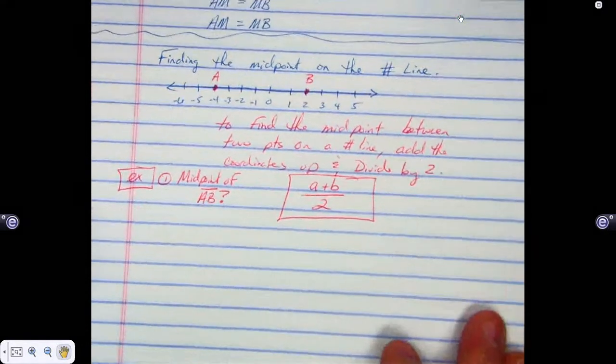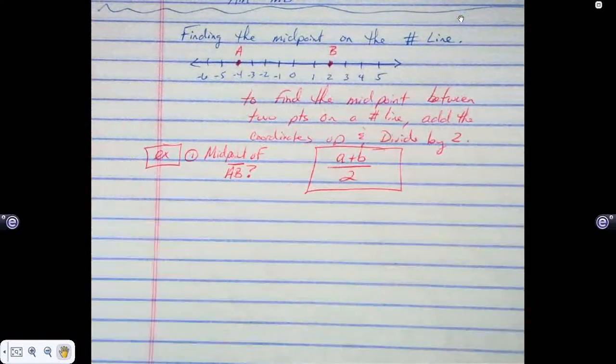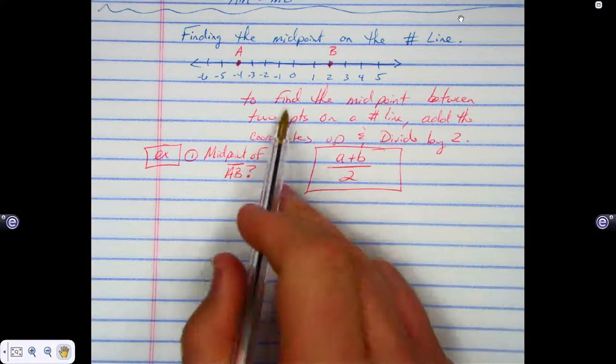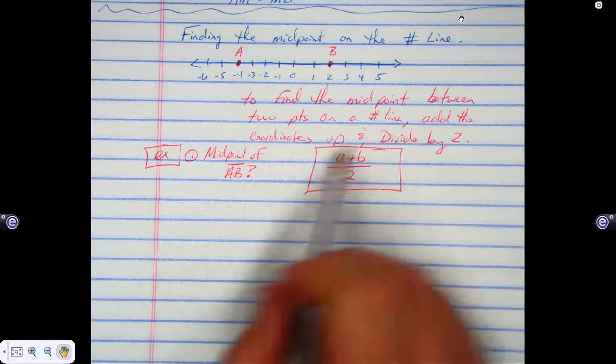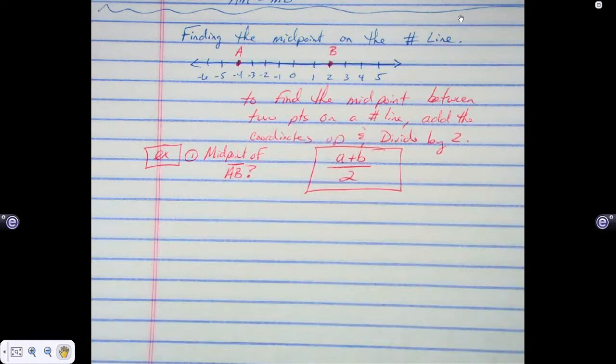My question to you is though, can you do it the way I just showed? I'm not asking you to look at this picture and figure out where the middle is. I realize you can probably do that. What I want you to do is find the midpoint between 2 points on the number line, add the coordinates up and divide by 2. Use this.